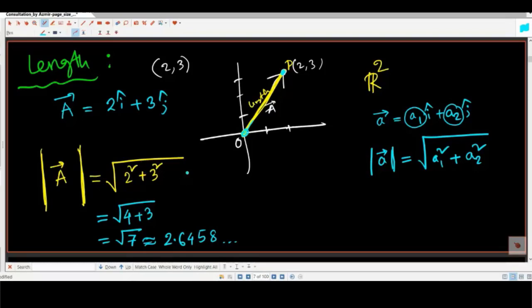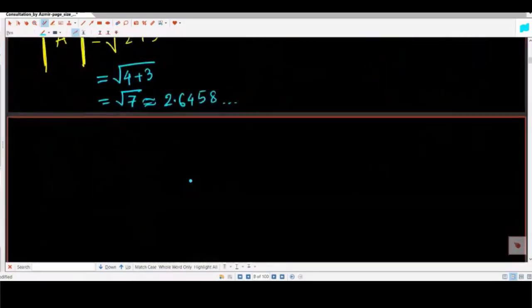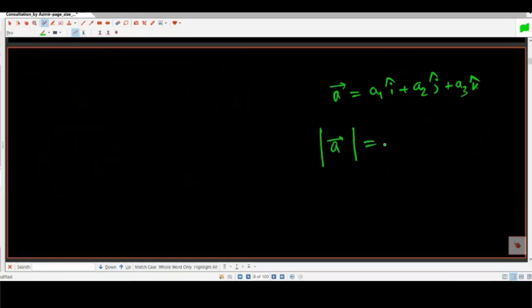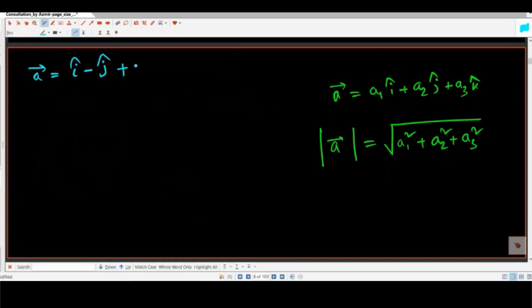Similarly, we can find the length of a vector in three dimensions. Let's say we have a vector A equals a1i plus a2j plus a3k. The length will be the square root of a1 squared plus a2 squared plus a3 squared. Suppose we have a vector a equals i minus j plus 3k.